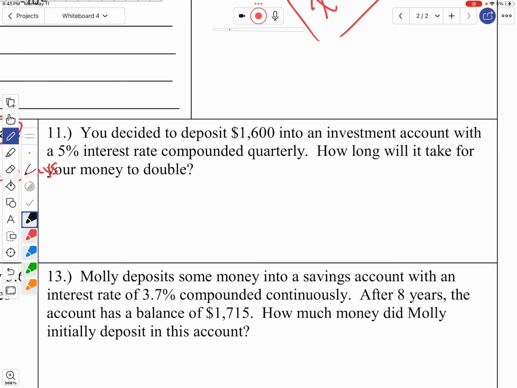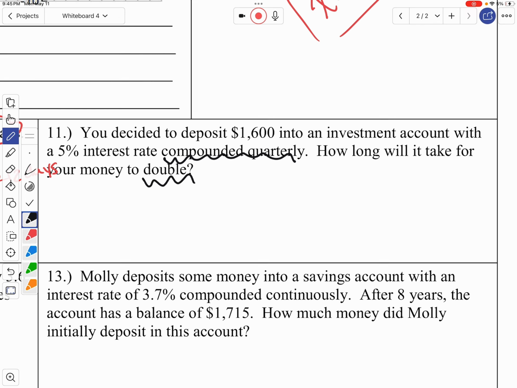All right, if you decide to deposit $1,600 in an investment account with 5% interest rate compounded quarterly, okay, what this means is that it's earning interest. Somebody's going to open up that account every quarter, and every time they open up that account, the interest hits all at once. That's kind of how we think about it. Okay, how long will it take for your money to double?